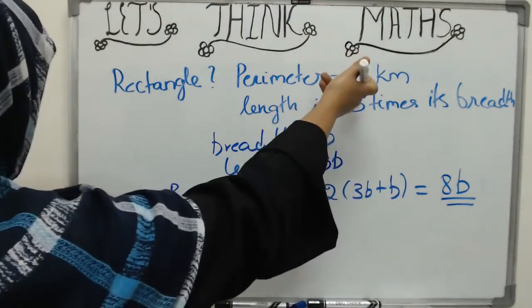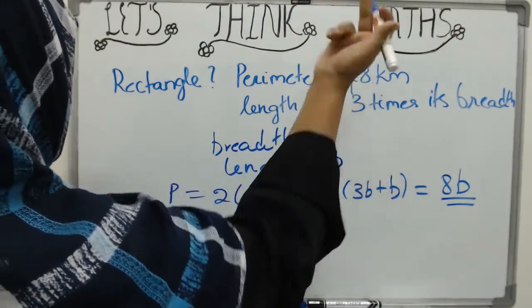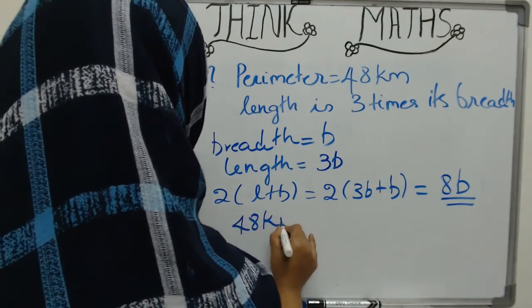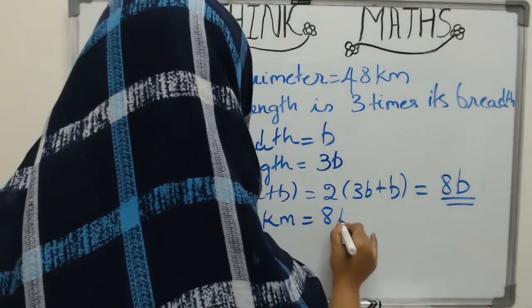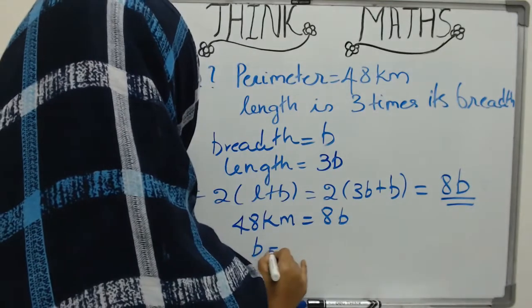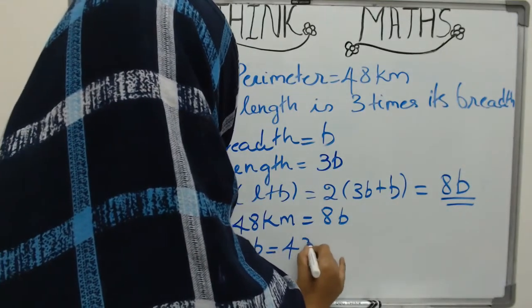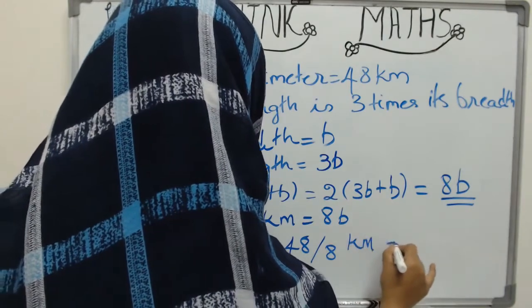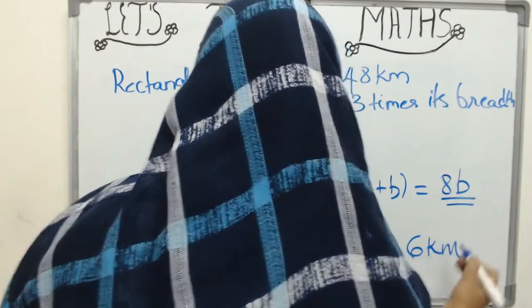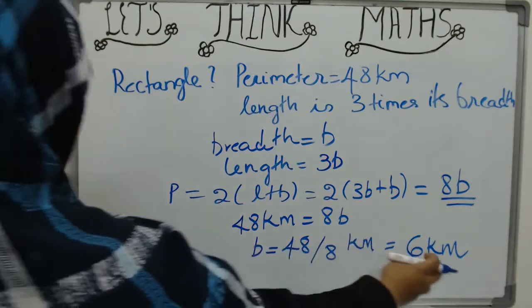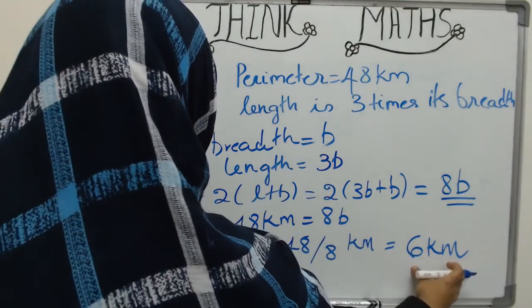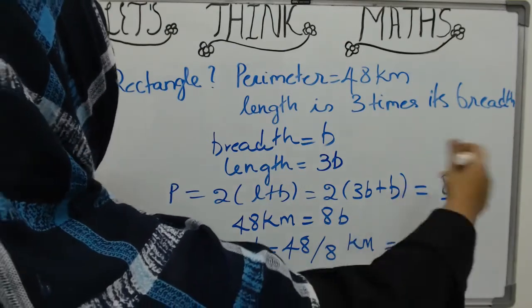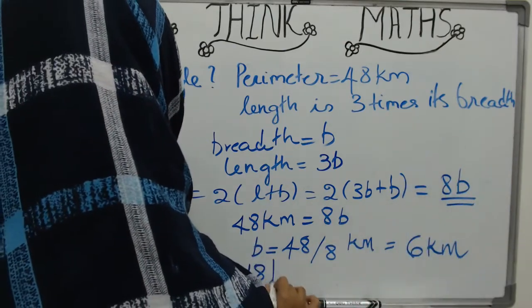But then what is given in the question? The perimeter is given as 48 kilometers. That means 48 kilometers is equal to 8B. And that means B is equal to 6. So this is the breadth. The breadth is 6 kilometers. Then what will be the length? The length will be 6 into 3, which is 18 kilometers.